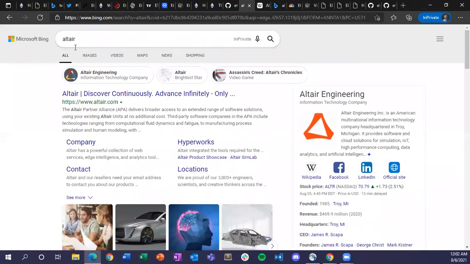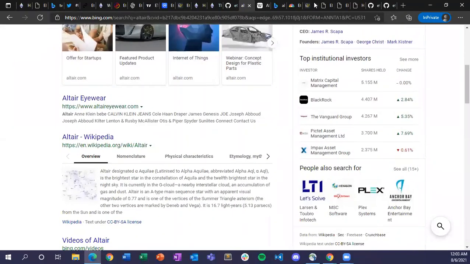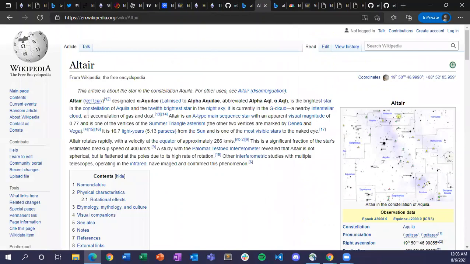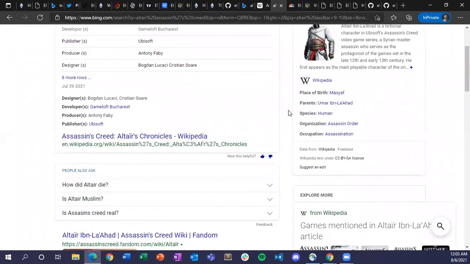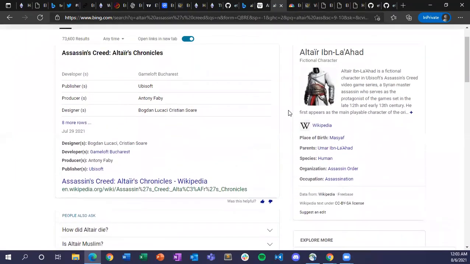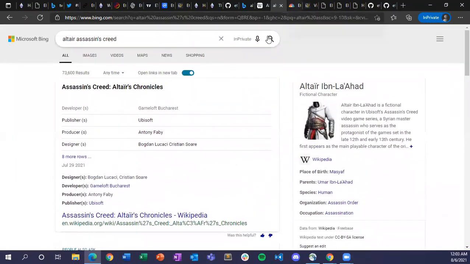Interestingly, if I search up what Altair actually is, it'll mention this Wikipedia article. Now, pull this up here. It's a constellation of Aquila, and the 12th brightest star in the night sky. It's currently in the G cloud, an interstellar cloud, an accumulation of gas and dust. Now, I don't know if the accumulation of gas is referring to Ethereum gas. Just thought that was an interesting little connection there. And what I initially thought was Altair from Assassin's Creed. So if you happen to get that reference, be sure to comment down below.